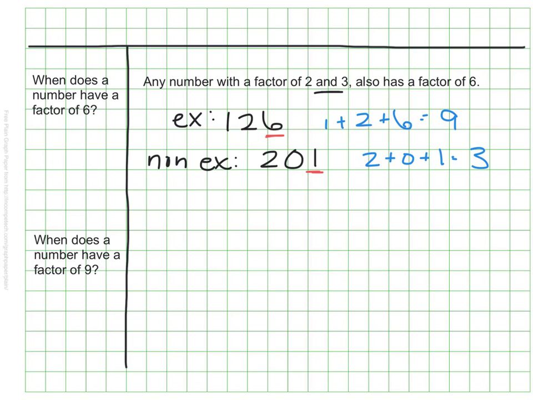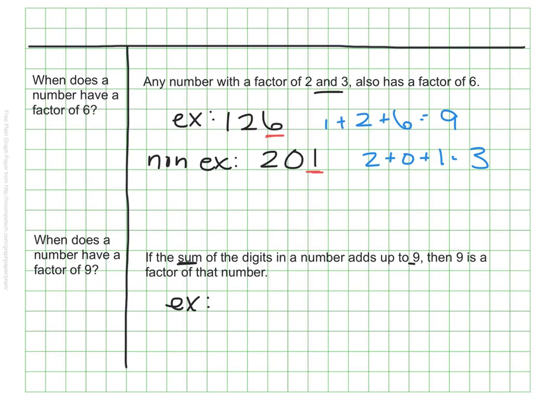So the next question I've written here in my margin is, when does a number have a factor of 9? This one is similar to our trick for the 3's, because we need to add the digits. So for the 9's, if the sum of the digits in a number adds up to 9, sort of similar to those 3's, right? We're adding it up. Then 9 is a factor of that number.